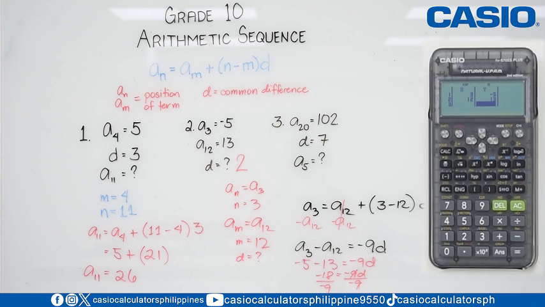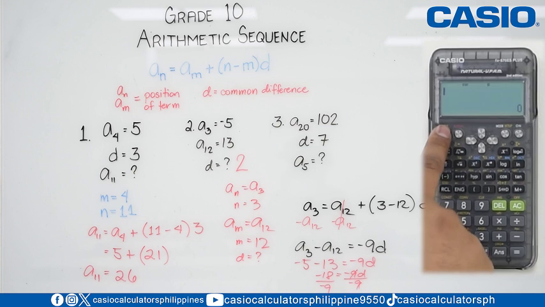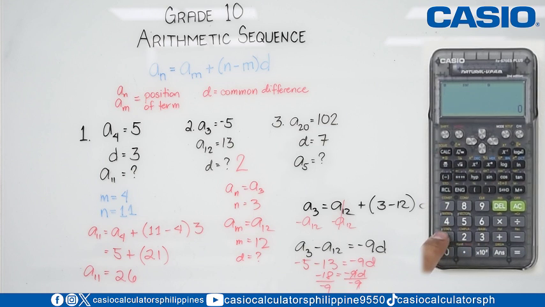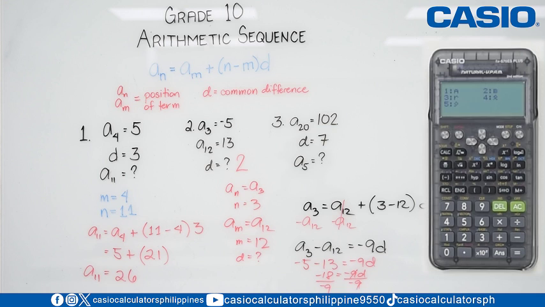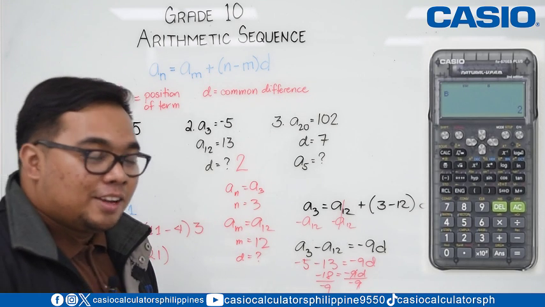Now, how do we define our common difference? Just press AC, and then shift 1 to access the stat function, and then go to reg, and press 2 or the letter B in the choices. If you press 2, and then press the equal sign, the value is 2, which is the common difference of the sequence.